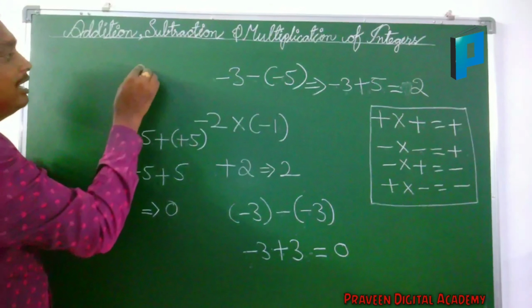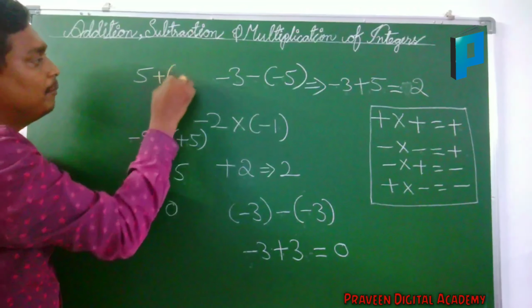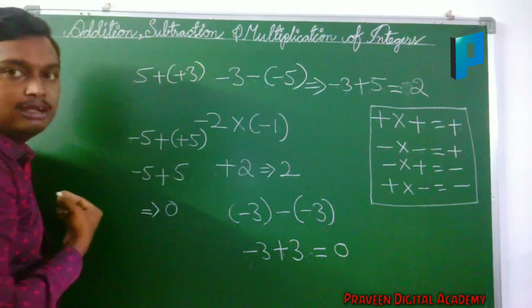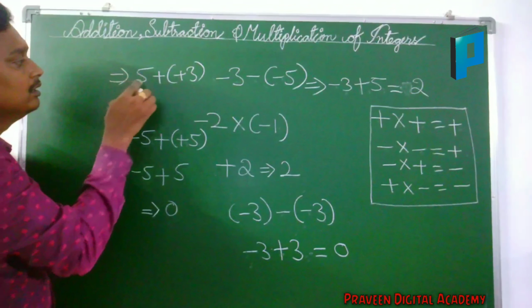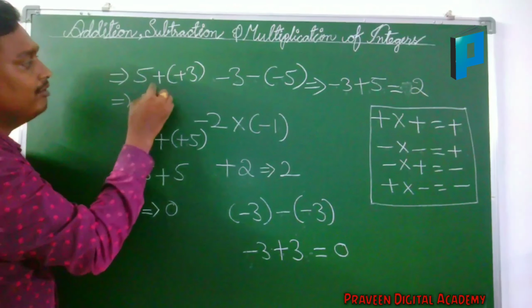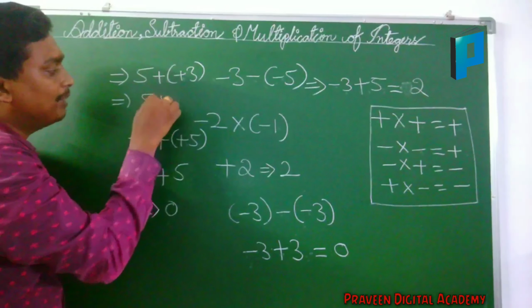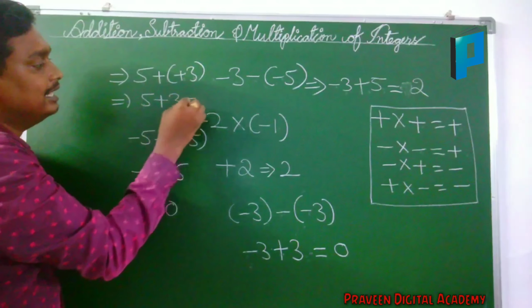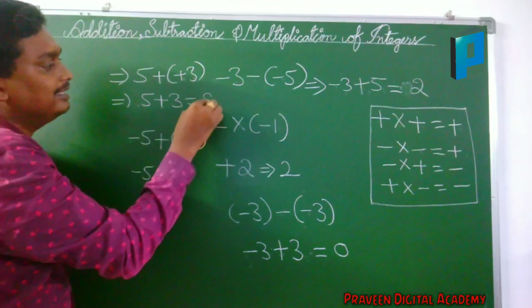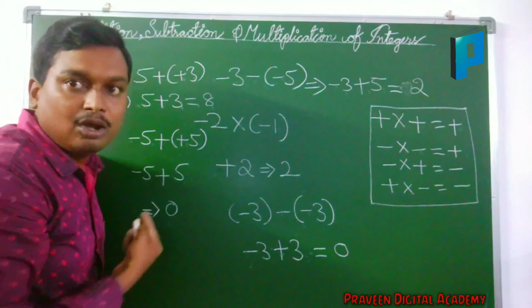Here if you are having like this, plus of plus 3 if you are having, what we will do here? Here 5 we will write, plus into plus is plus we will get, and we will write this 3. What is 5 plus 3? Is 8. 8 means plus 8 only.